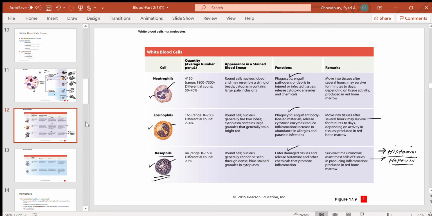Eosinophils modulate allergic reactions in the body. So if any allergy or allergic reaction takes place in the body, you will see the count of eosinophils change. By changing its number, it modulates the allergic reaction. So just remember, these are a couple of important things that you will be asked.